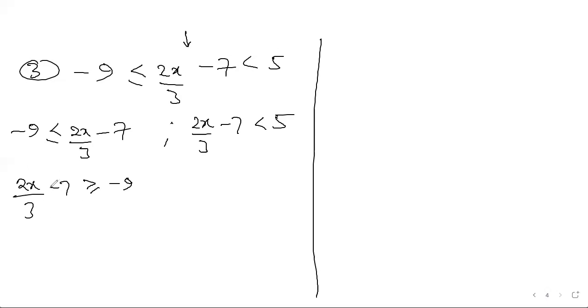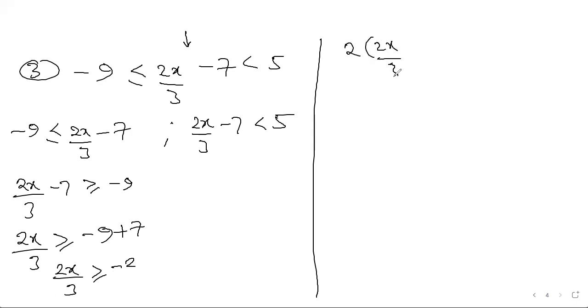But before I can solve it, I can move this minus 7 to the other side. 2x over 3 greater than or equal to minus 9 plus 7, which will give us minus 2. Then I can multiply both sides by 3. So if I do that, I will have 3 times 2x over 3 greater than or equal to minus 2 times 3. If you want, you can cross multiply.